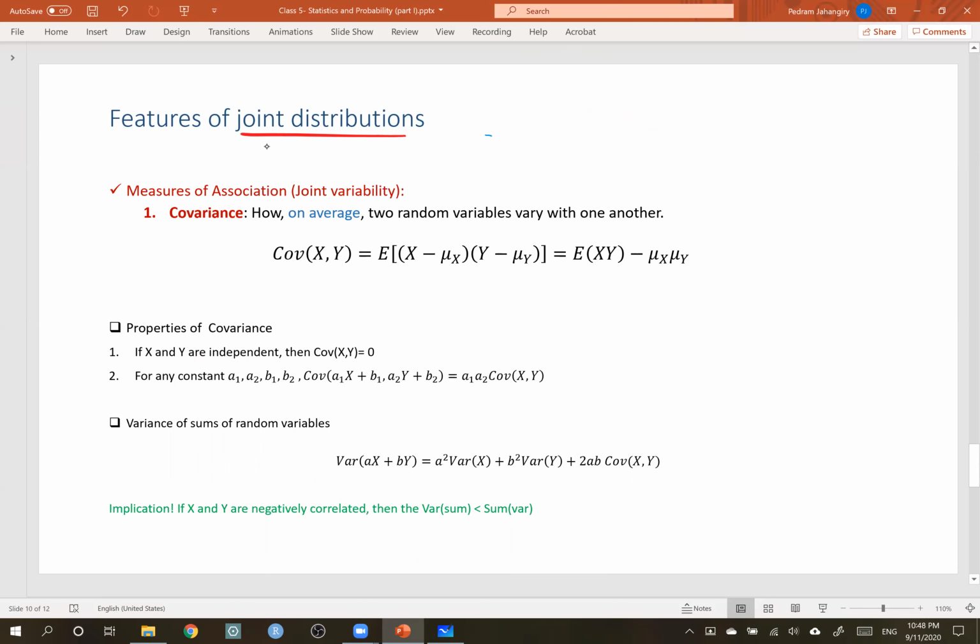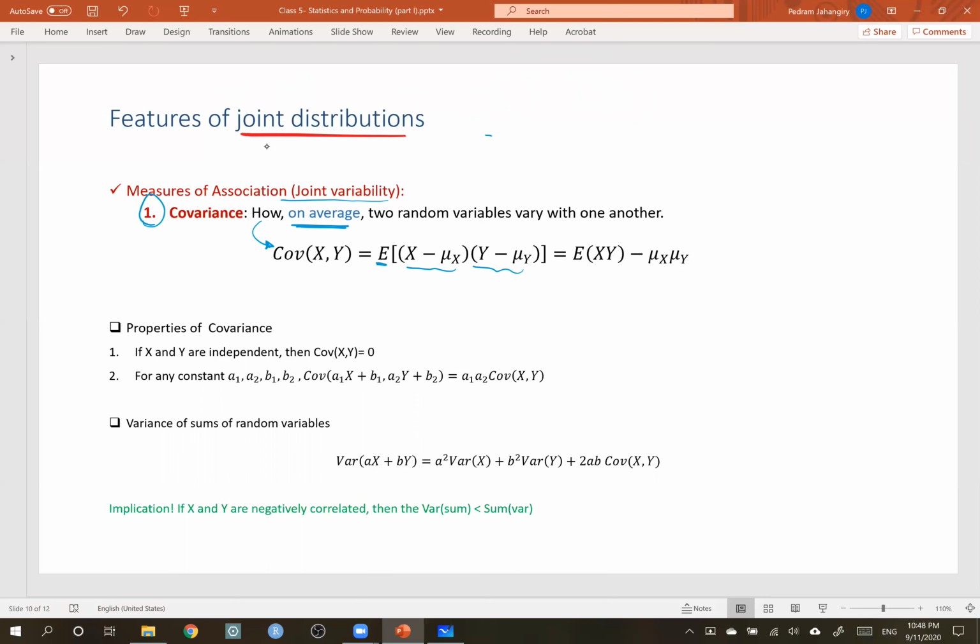All right, so we call it a measure of association or joint variability, and it has something to do with what will happen to one variable if we change another one. What are the co-movements between variables? So we call it joint variability. One of those measures is covariance. The other one is correlation. So what is covariance? In plain English, on average, how two random variables vary with each other. And mathematically, we show it this way.